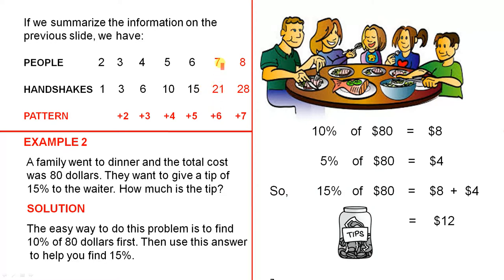So if you had 7 people, there'd be 21 handshakes. And from here to here, it increases by 7. So if you had 8 people, there would be 28 handshakes.